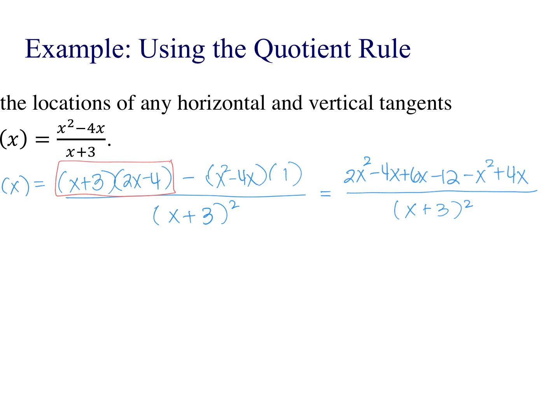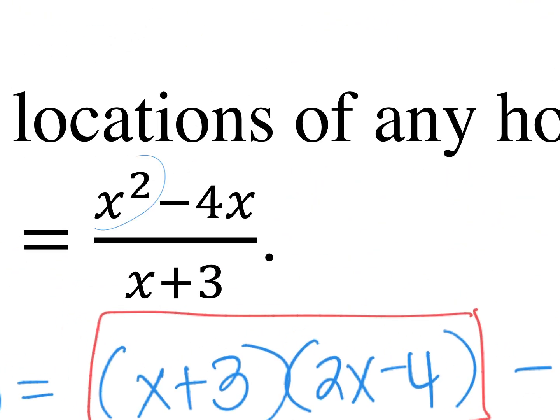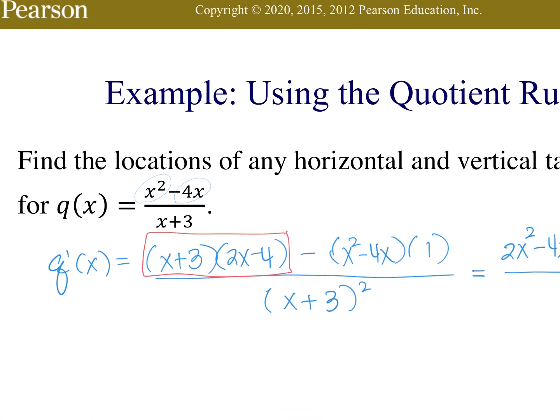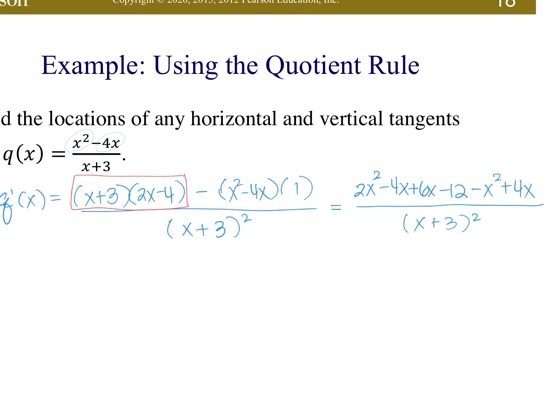Where did the 2x minus 4 come from? That was the derivative of these two pieces. The derivative of x squared is 2x. The derivative of minus 4x is minus 4. All right, good question. So then let's just see what this looks like cleaned up.